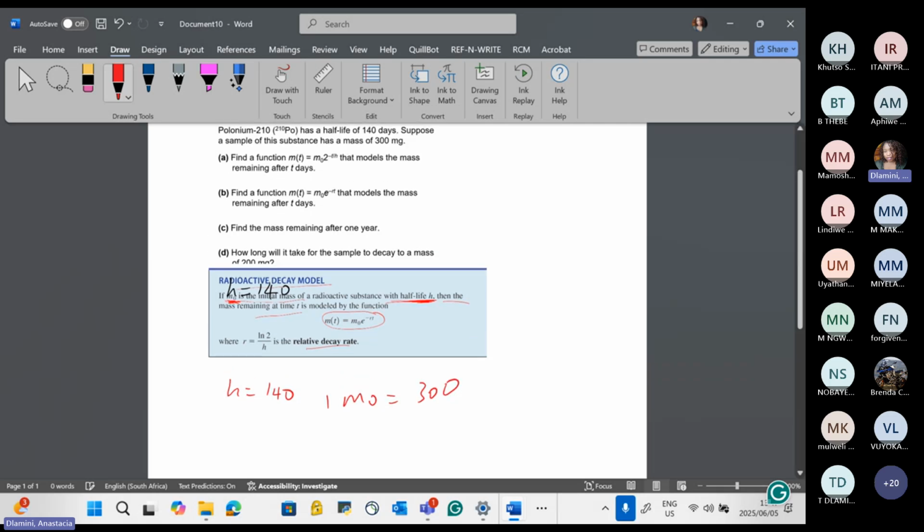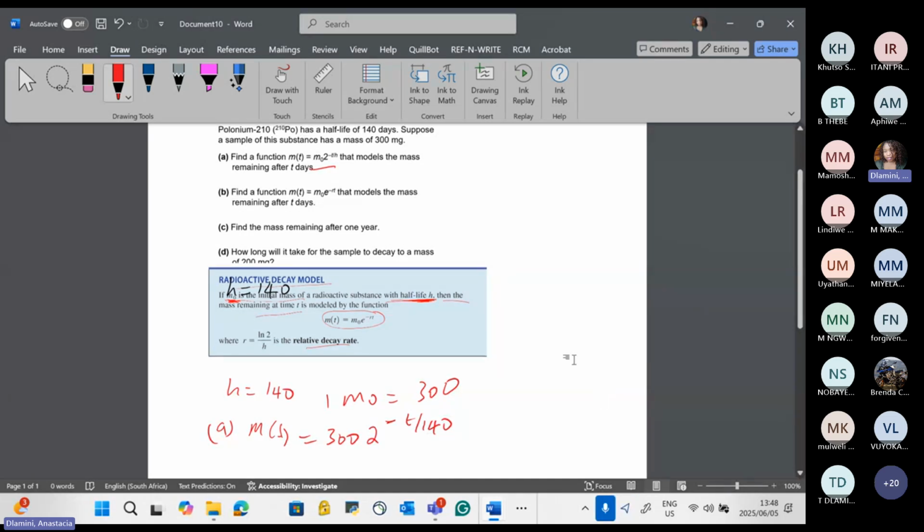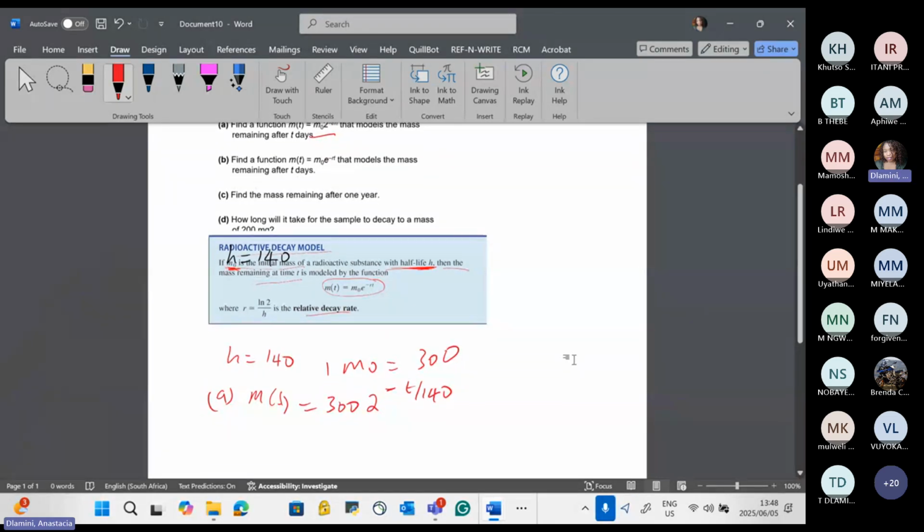Now, the first question says find a function M(t) equals M0 times 2 to the power of negative t over H that models the mass remaining after time t. So what do they want us to do for A? Find the formula, meaning they just want us to substitute. So M(t) is equal to 300 times 2 to the power of minus t over 140. That's what they want us to do, I think. And then B.